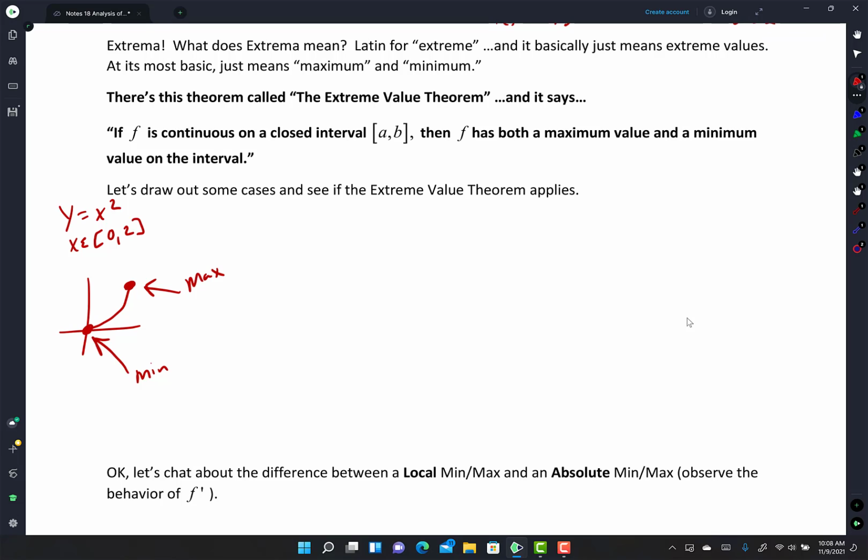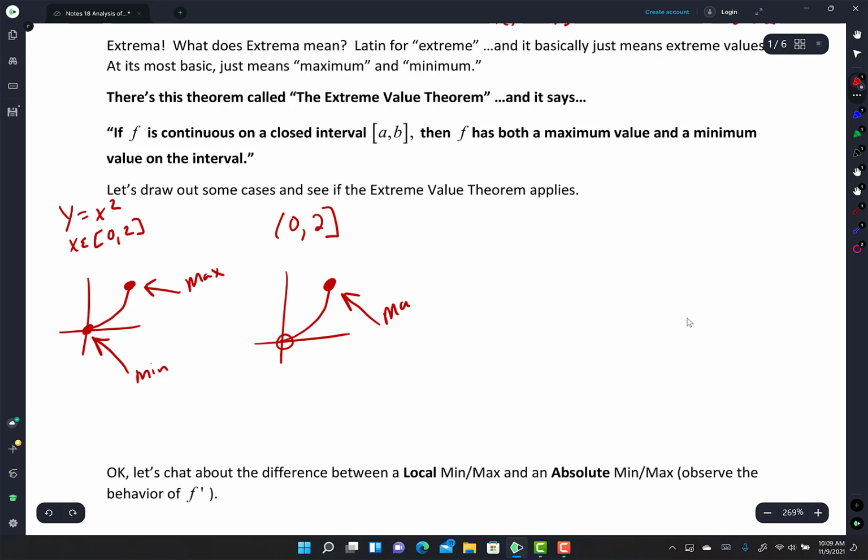Cool? All right, I'm going to do the same function, x squared, but this time my domain is (0, 2]. Notice that I put a parenthesis on the 0. So here we go, open circle. Does this graph have a min and a max? It has a max. Does it have a min? No min.